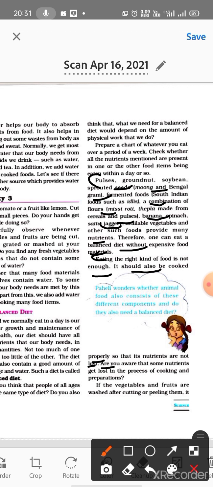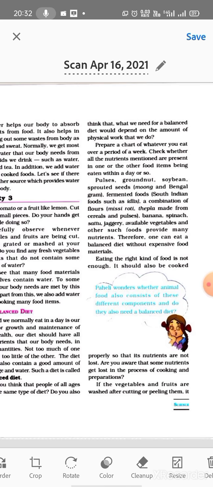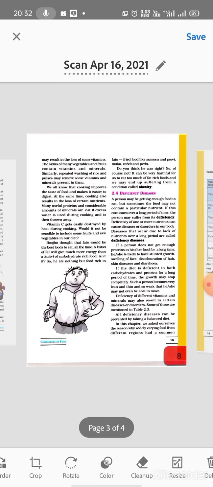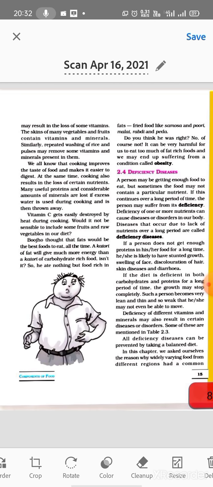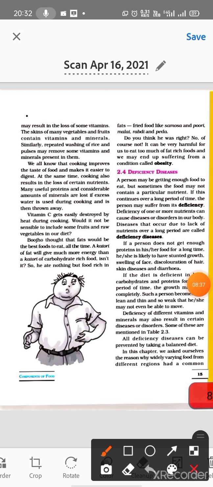Are you aware that some nutrients get lost in the process of cooking and preparation? So you know, most of the nutrients are lost in the process of cooking and preparation. हम जब खाना बनाते हैं तो उसके जो nutrients हैं वो चले जाते हैं. If the vegetables and fruits are washed after cutting or peeling them, it may result in the loss of some vitamins.